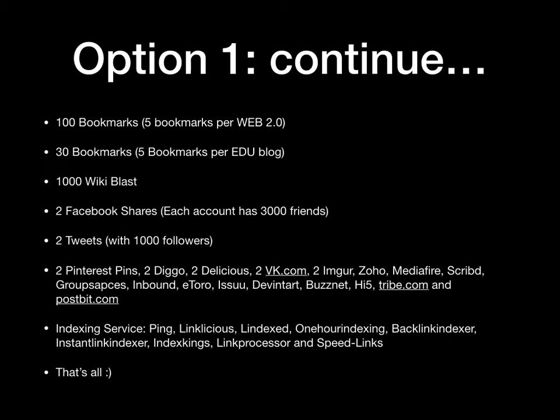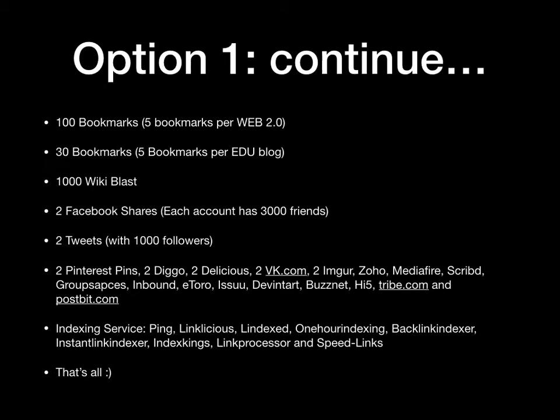So option 1 continues. Now next is 100 bookmarks. That means we are going to do 100 bookmarks, 5 bookmarks for each web2 property, then 30 bookmarks on edu. We are going to do 1000 wiki blasts, then multiple wiki websites. Then your article will be submitted on 1000 of those.